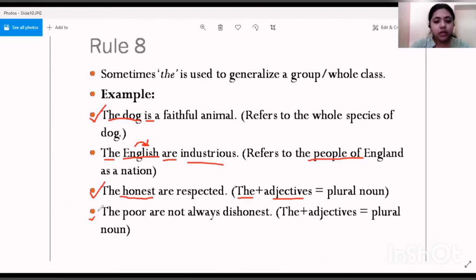Then again, the poor are not always dishonest. Again, we are talking about the people who are poor. Okay, again, when the is followed by an adjective, then it acts like a plural noun. All right.